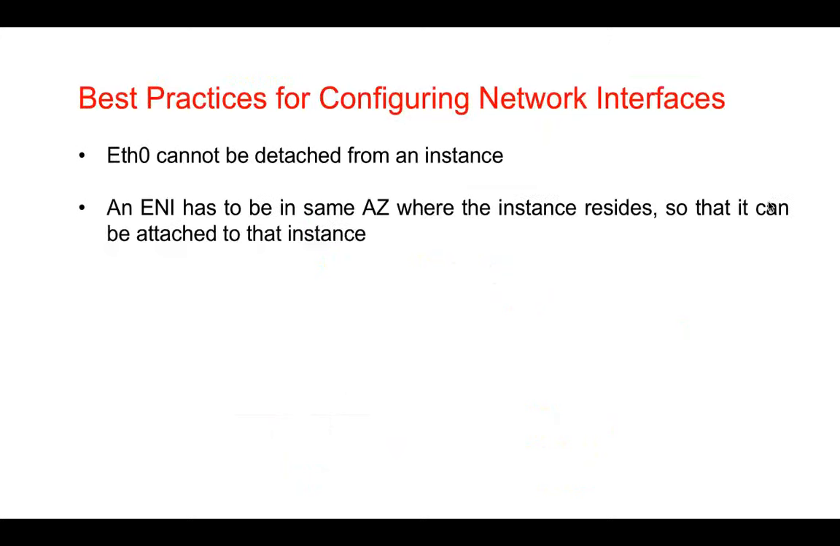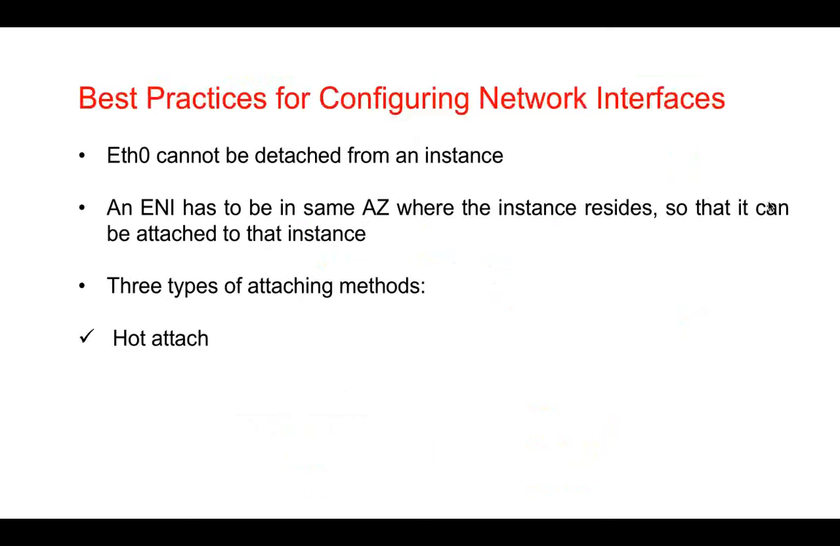An ENI has to be in the same AZ where the instance resides, so that it can be attached to the instance. So both the network interface and the instance should reside in the same availability zone. If this is not the case, the association will not be successful. There are three types of attaching methods. Hot attach. Hot attach means that you are attaching a secondary network interface to an instance when it is running.